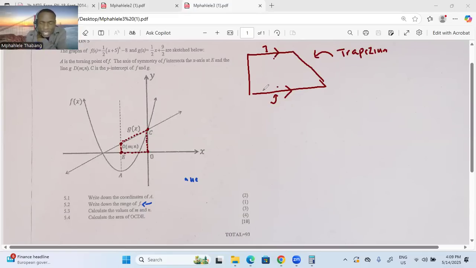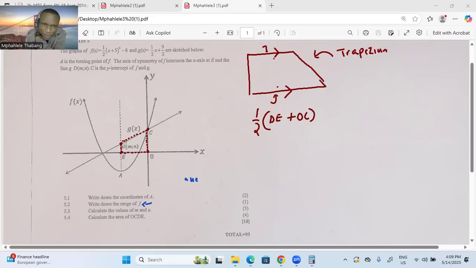Okay, so you can look for a trapezium formula and calculate the area of the shape OCDE. Unfortunately, I forgot the formula for calculating the area of a trapezium. But if I recall, it's something like half times the sum of the lines that are parallel. So you say DE plus OC, then you multiply by the perpendicular height of this trapezium.